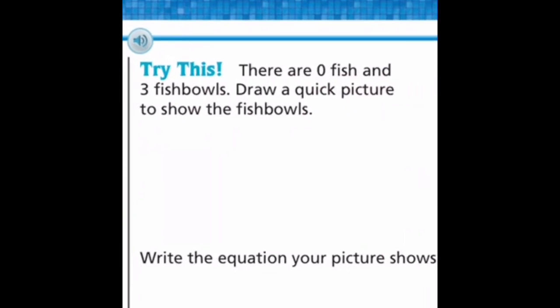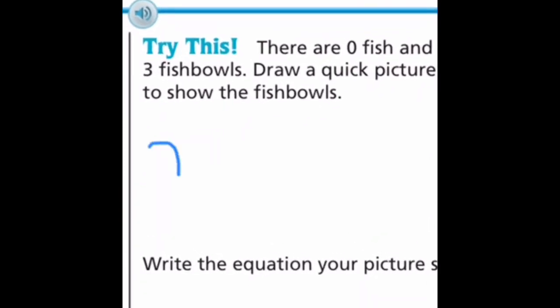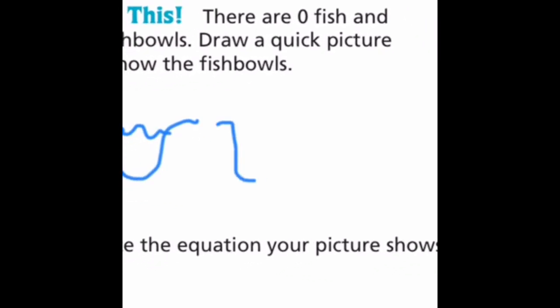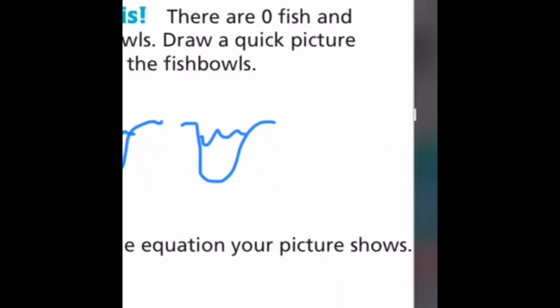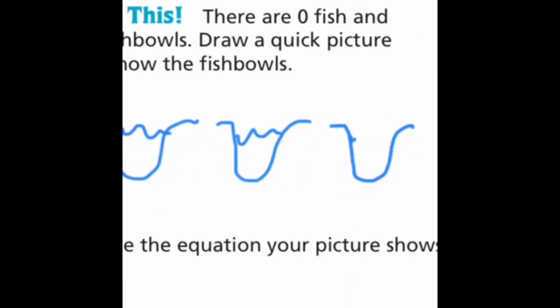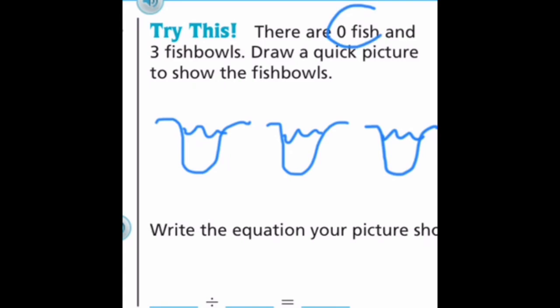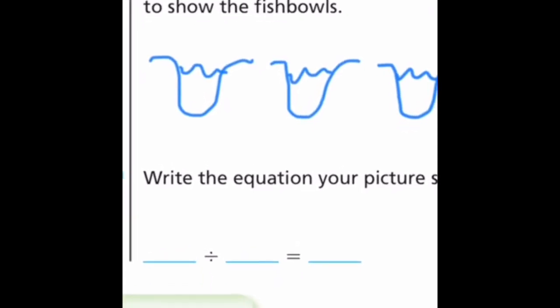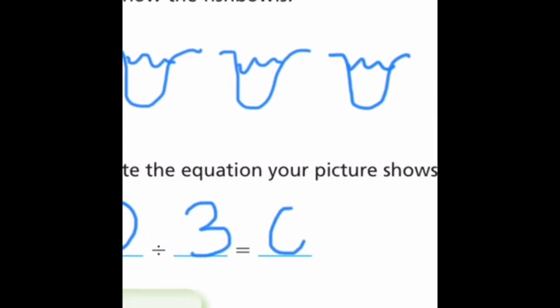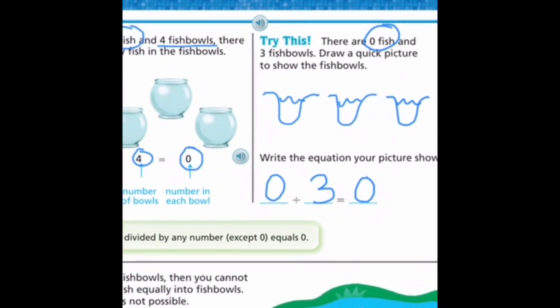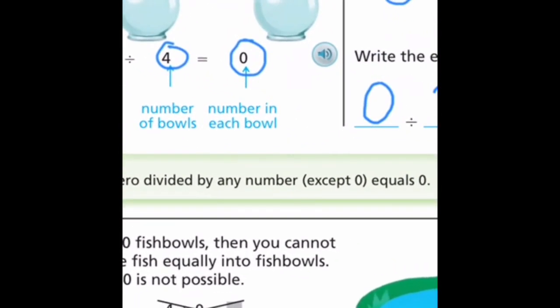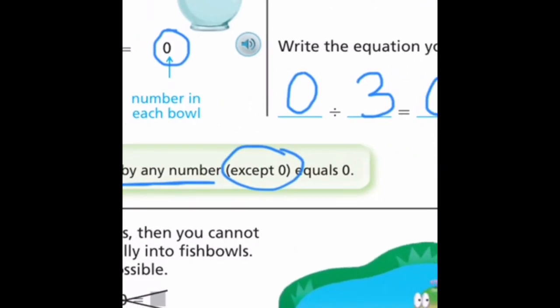Alright, let's try this. There are 0 fish and 3 fish bowls. Draw a quick picture to show the fish bowls. So there's 1 fish bowl, there's another one, and my 3rd fish bowl. Now, I have 0 fish to put in there. So, I have 0 fish divided equally among 3 fish bowls, that means 0 fish go in each bowl. Rule C. 0 divided by any number except 0 equals 0.